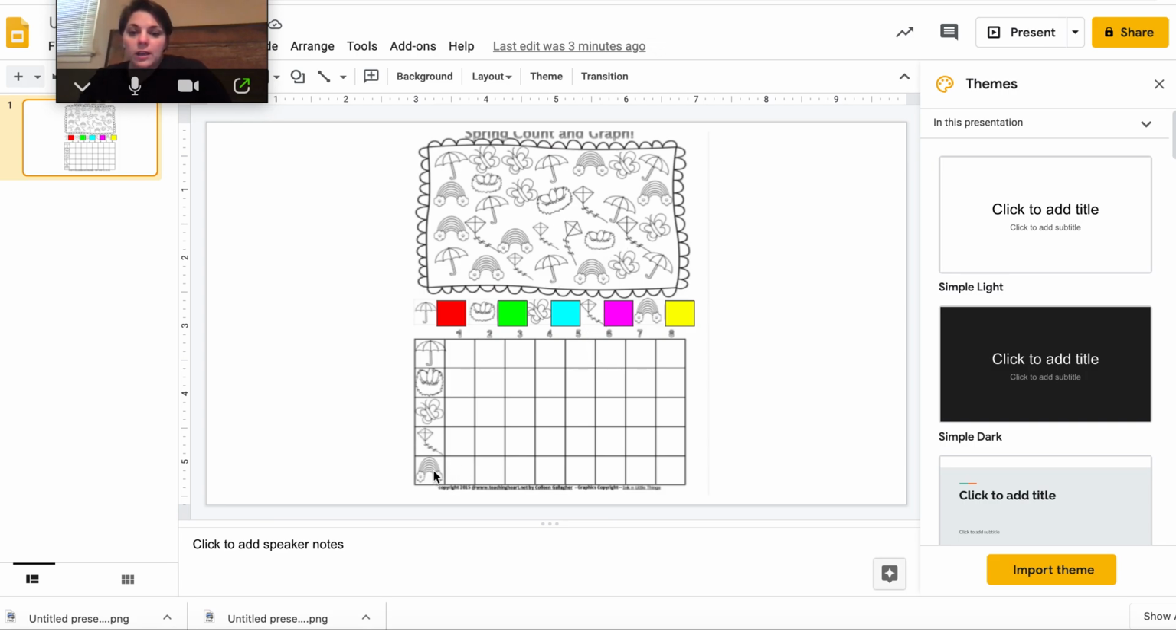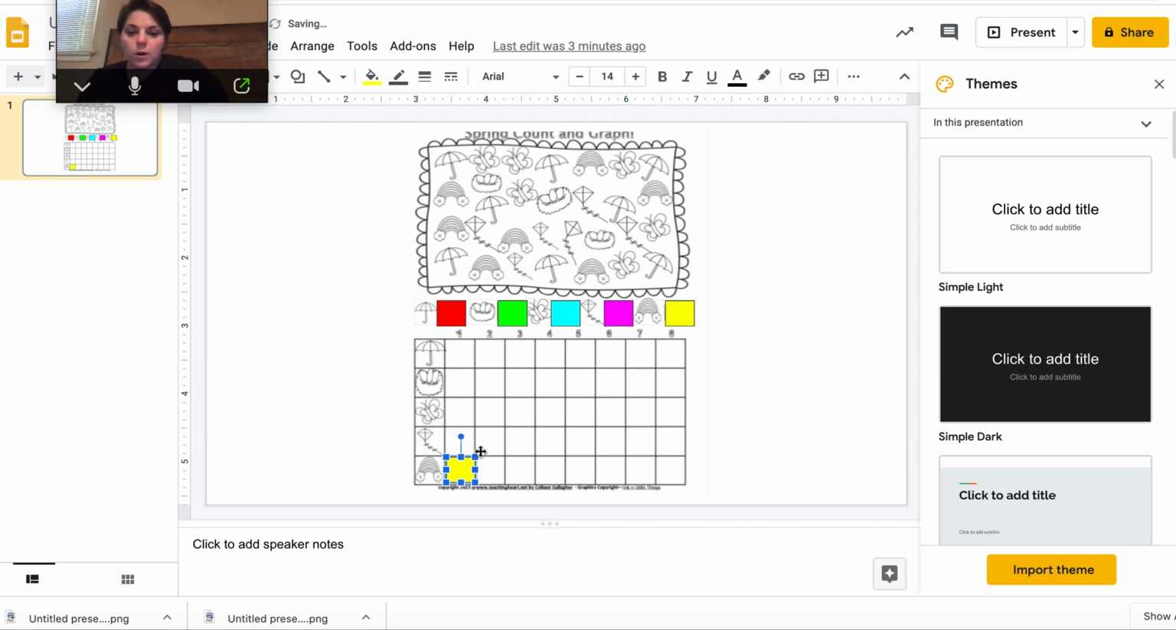So I'm going to go ahead and count the rainbows. Can you count them with me? 1, 2, 3, 4, 5, 6, 7 rainbows. Do you see this number 7 right here? We're going to make a bar that goes all the way to 7.